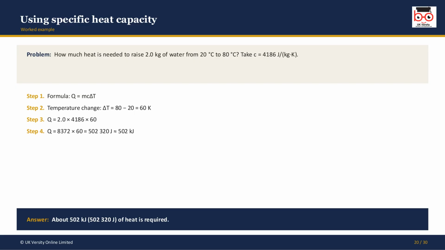Let's calculate. How much heat does it take to raise 2.0 kilograms of water from 20 up to 80 degrees Celsius with c of 4186? First, the temperature change. 80 minus 20 is 60 Kelvin. Then Q equals mc delta T, so 2.0 times 4186 times 60. That's 8372 times 60, which comes to 502,320 joules, or about 502 kilojoules. So warming those 2 kilograms through 60 degrees needs a little over half a megajoule of heat.